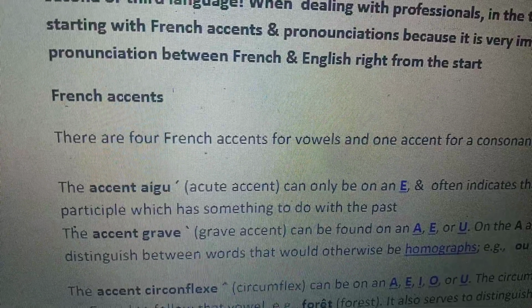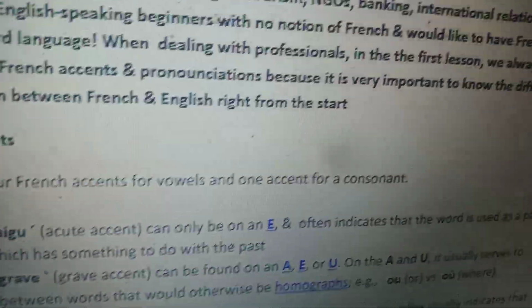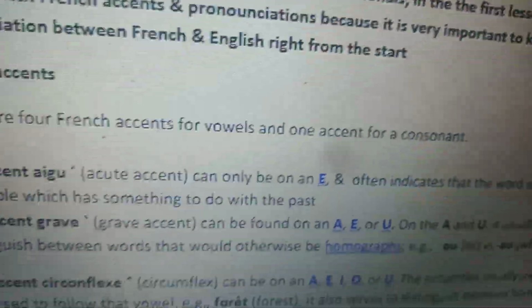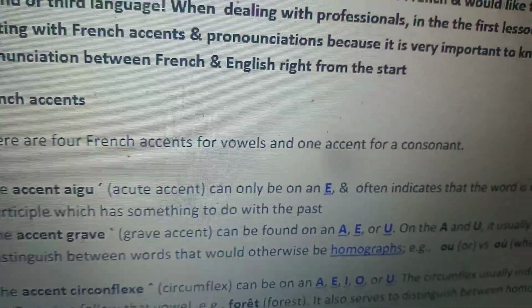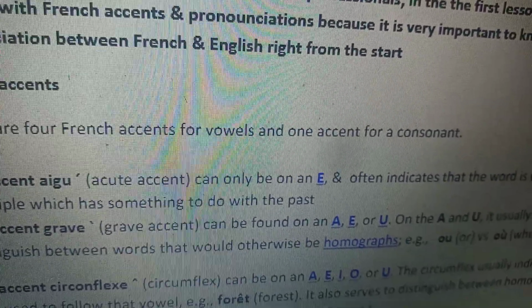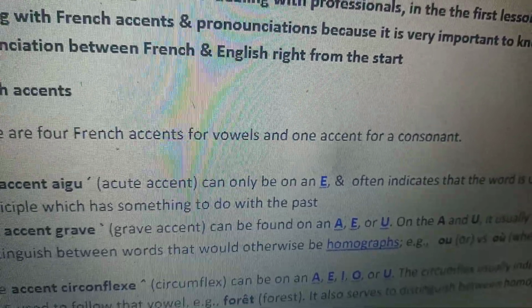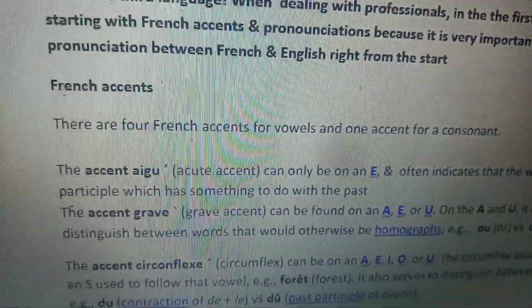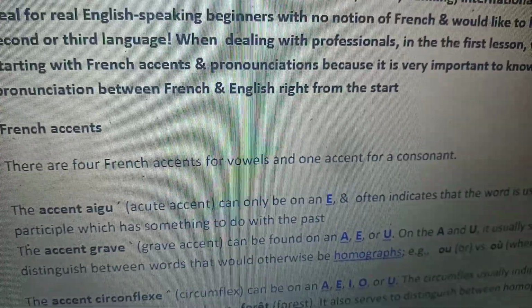The next accent is the grave accent, which can be found on an A, E, or U. On the A and U, it usually serves to distinguish between words that would otherwise be homographic. Homographic means words that are spelled the same, written the same, but have different meanings. For example, OU without an accent and OÙ with a grave accent. So OU without an accent means or, and OÙ with an accent means where.